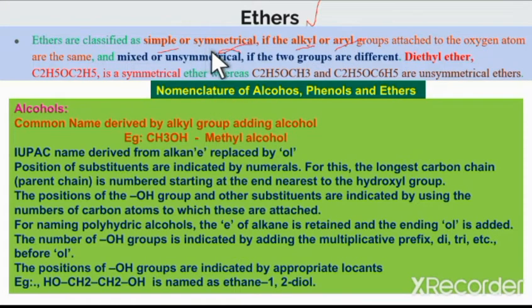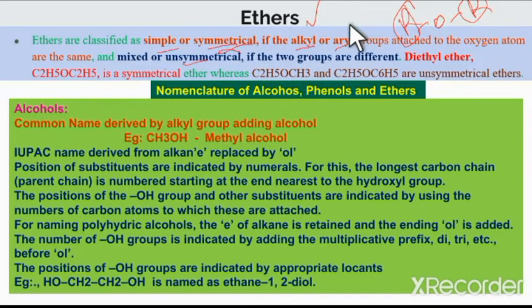Ethers are mainly classified into two kinds. One is symmetrical ethers and the other one is asymmetrical ethers, also known as unsymmetrical ethers. Symmetrical ethers consist of oxygen with the same kind of alkyl groups or aryl groups on either side. Those come under the symmetrical ethers. Whereas in unsymmetrical ethers, the two groups with respect to oxygen are different.